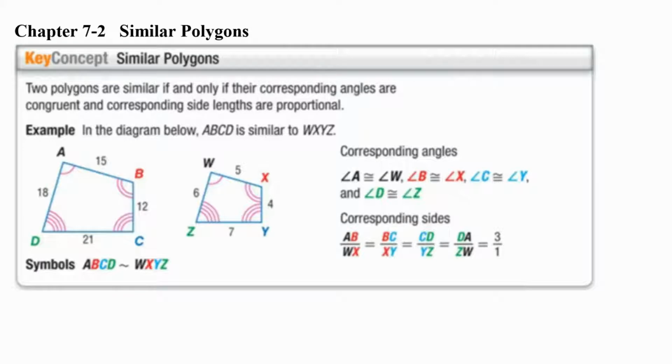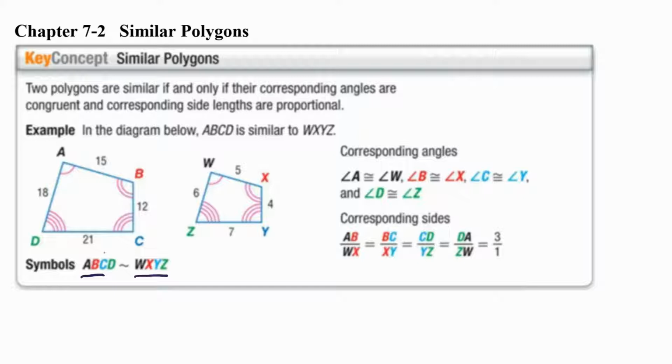Chapter 7.2 covers similar polygons. Polygons are similar if and only if their corresponding angles are congruent and their corresponding side lengths are proportional. So again, the ordering when we line these up is really important.